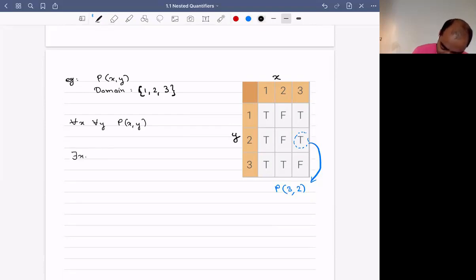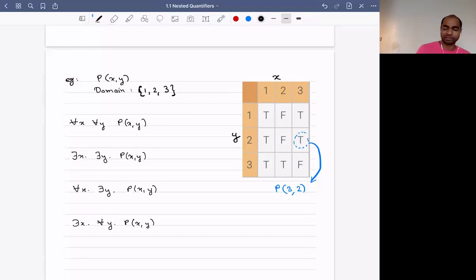There exists x, there exists y, such that pxy. Then, let me do for all first, for all x, there exists y, such that pxy. And there exists x for all y. Okay, so now we're trying to determine truth values of these 4 statements. Let's start with the first one.